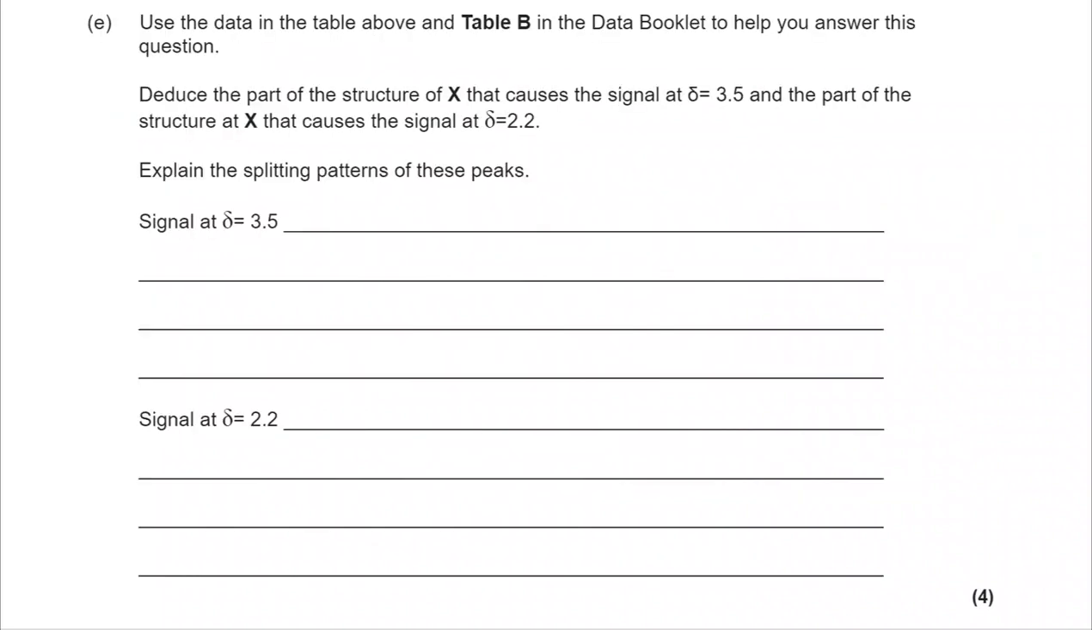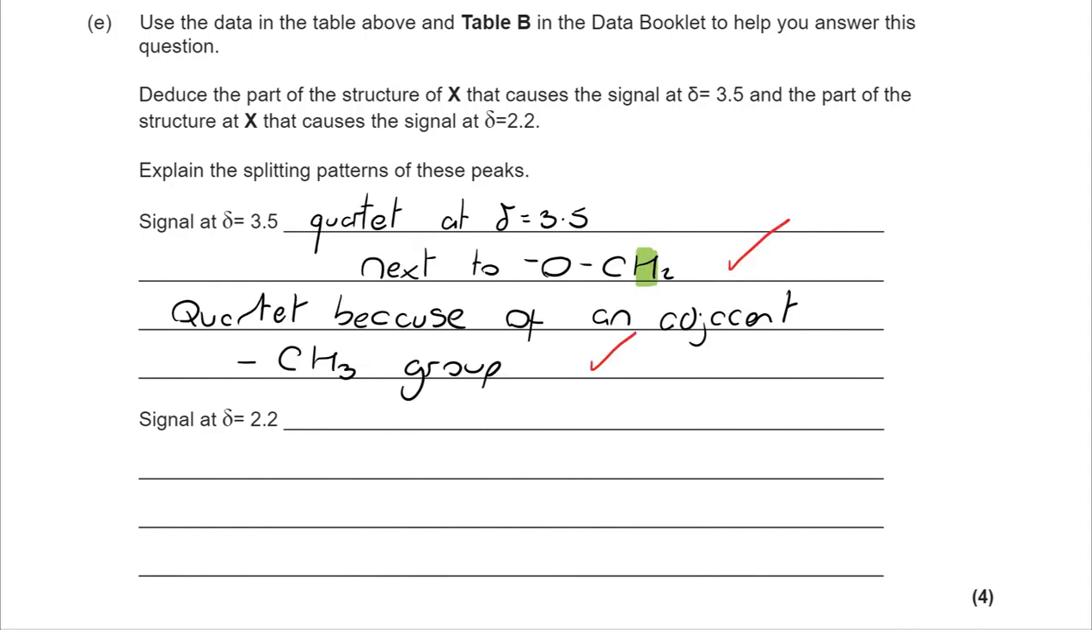Moving on to part E. Using the data in the table above and table B in the data booklet, deduce the part of the structure of X that causes the signal at chemical shift 3.5 and the part of the structure of X that causes the shift at 2.2. Explain the splitting patterns of these peaks. So you might need to jump back and forth to re-look at the structures. But let's take a look.